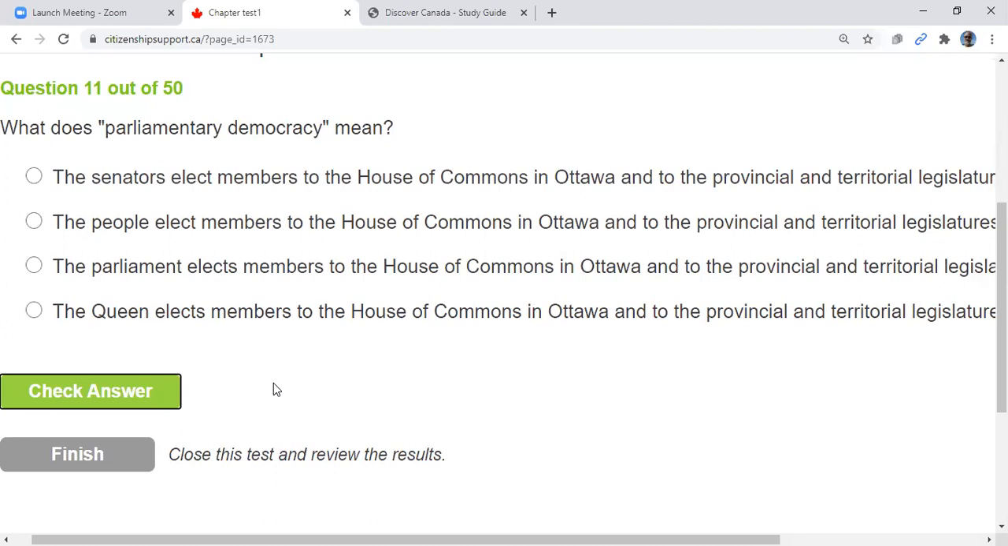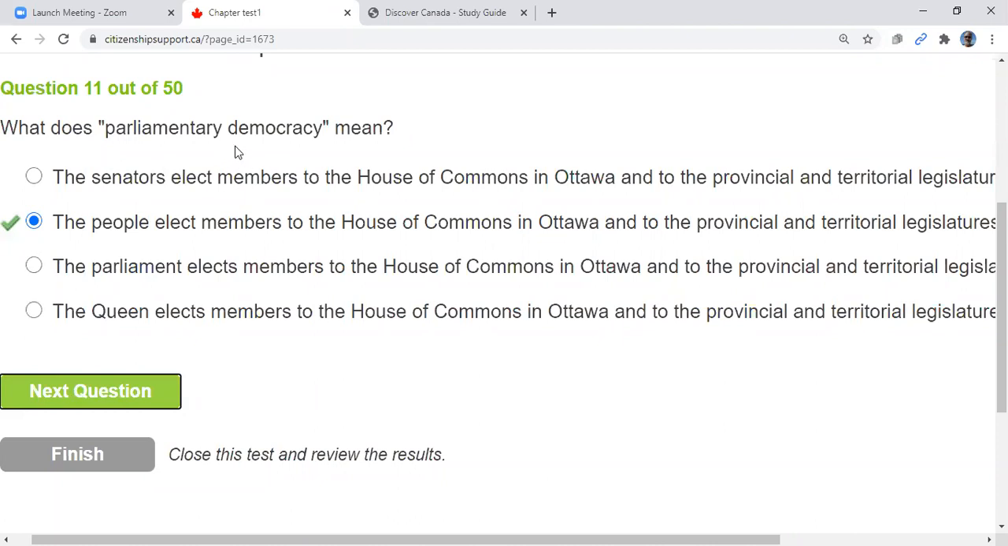Electric system, House of Commons in Ottawa and the provinces and territories. Okay. One second. The Queen of the House of Commons. Are you sure? The people in number house. Number 2. Very good. Yeah. Very good.